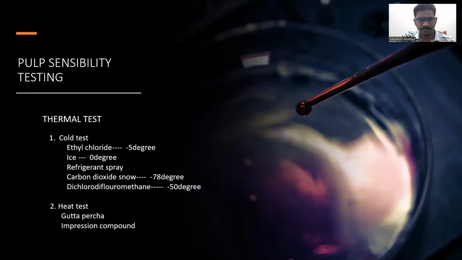The pulp sensitivity test, thermal test, is divided into cold test and heat test. Under cold test and heat test, there are several categories. First one is ethyl chloride, which uses -5 degrees Celsius. Then we use ice, regular ice of 0 degrees Celsius. Then we use refrigerant sprays like ethyl chloride, etc. And we have carbon dioxide snow, which is -78 degrees Celsius, and difluoromethane of -50 degrees. We have heat test, which consists of gutta percha and impression compound.